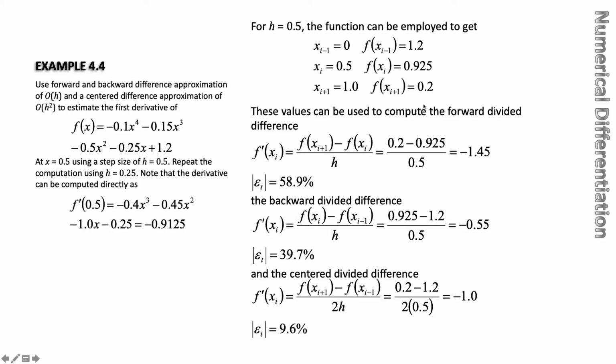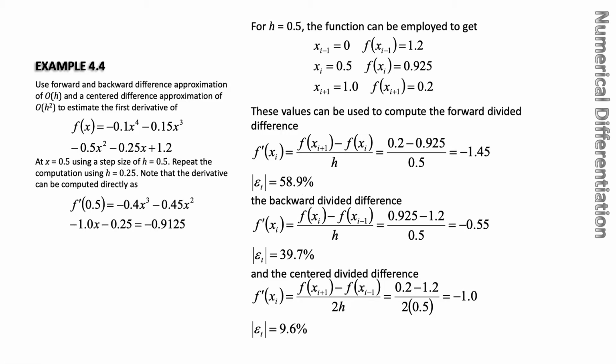f of x sub i plus 1 is 0.2. f of x sub i is equal to 0.925 and h is equal to 0.5. This gives us negative 1.45. If you compare that to this value, we have an error of about 60%.